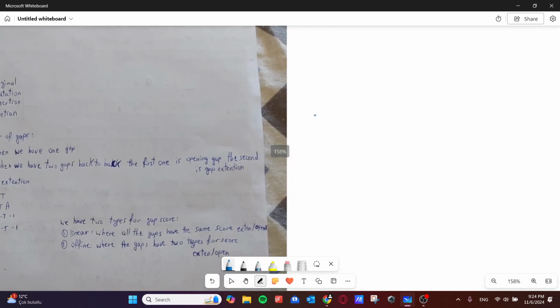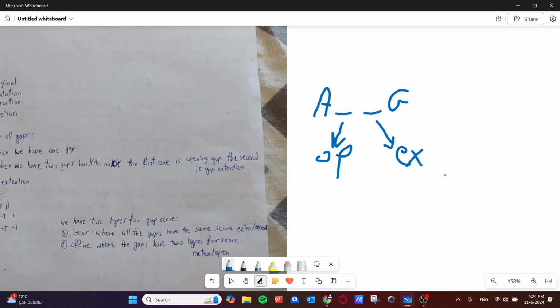So let's say we have this string, a gap, G, for example. Okay, so this is called the opening and this is called the extension. Okay, so let's say we have only a gap and G. This is called gap opening.